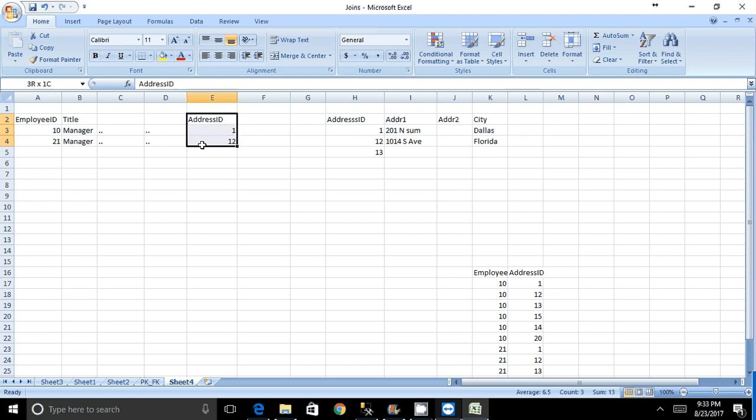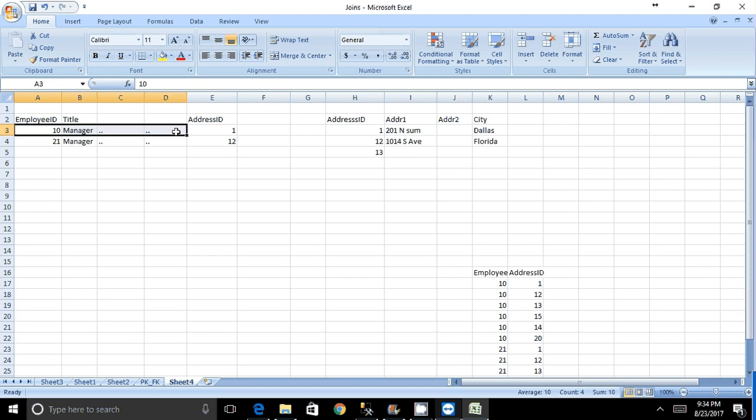So where are you going to put the address ID column? Are you going to put it in the employee table, or are you going to put the employee ID in here? Which way would be better? When it's one to many, are you going to put the address ID column in here, or the employee ID column in here? Which one would you prefer?